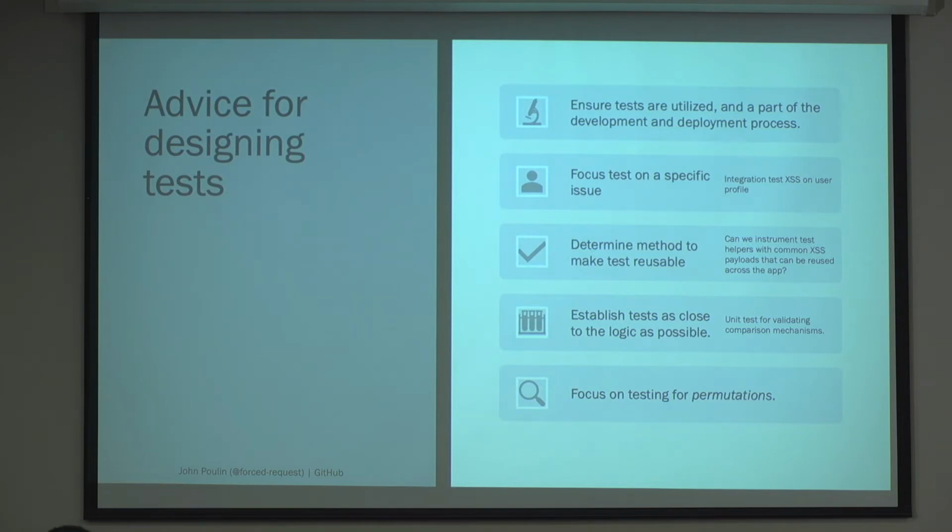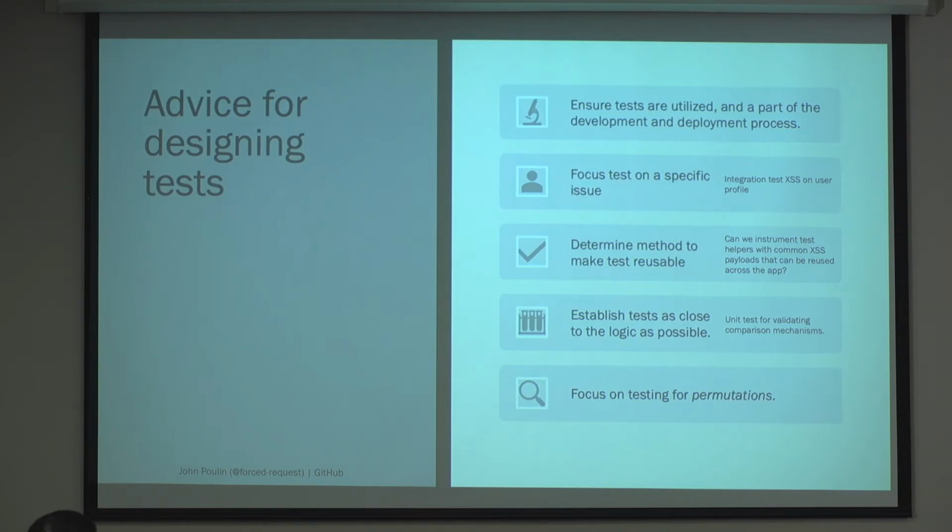And then from there, we can look at our variant analysis and say, okay, we've encountered these other scenarios that seem to be vulnerable. What can we do to make this one cross-site scripting test we just wrote more extensible so we can use it in other places in our application? I already talked about this a little bit, but test as close to the logic as possible.